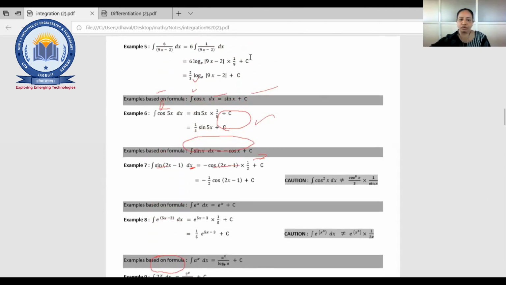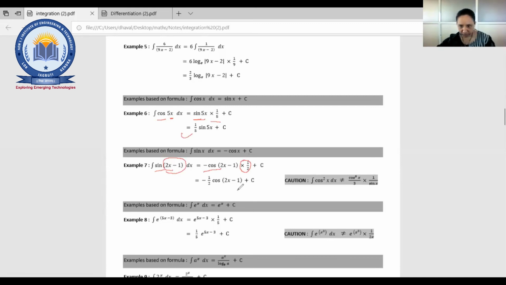Now we'll move to the formulas for cos and sine, and e raised to x. Here you can see cos 5x. Integration of cos is sine. Now for 5x, you need to write sine 5x, and again for the 5x you have to write 1 by 5. Simple one, right? For sin x, it will obviously be minus cos x. Now here instead of only x, there will be 2x minus 1. So one constant is there, so for 2x we write 1 by 2.